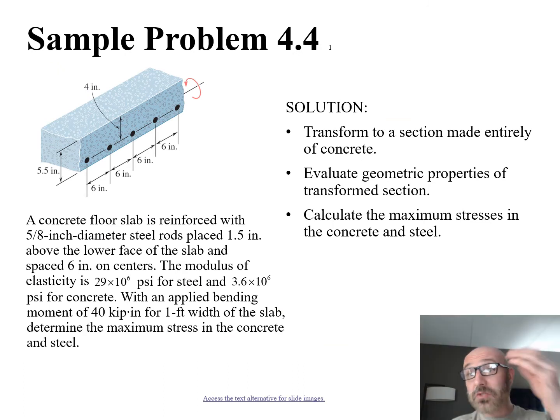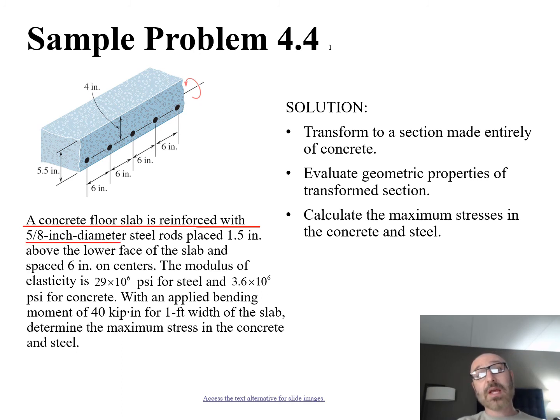So now let's go through an actual example problem dealing with exactly that, a concrete structure with rebar in it. What we have here is a simplified floor slab made of concrete, which is reinforced with rebar. They tell us more information about the reinforcement material. These are 5/8-inch diameter steel rods placed 1.5 inches above the lower face of the slab and spaced 6 inches on center apart. The modulus of elasticity is given as 29 times 10 to the 6 psi for the steel, and for our concrete, 3.6 times 10 to the 6 psi.